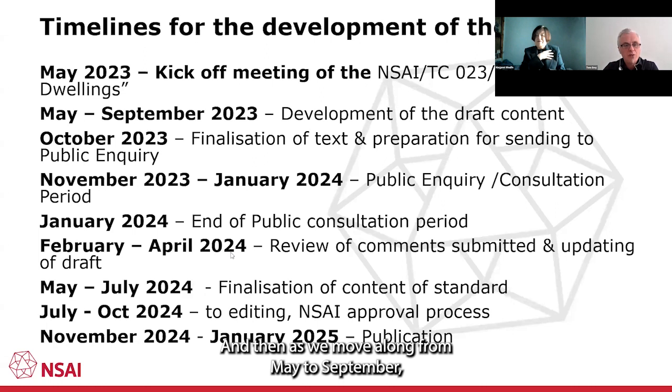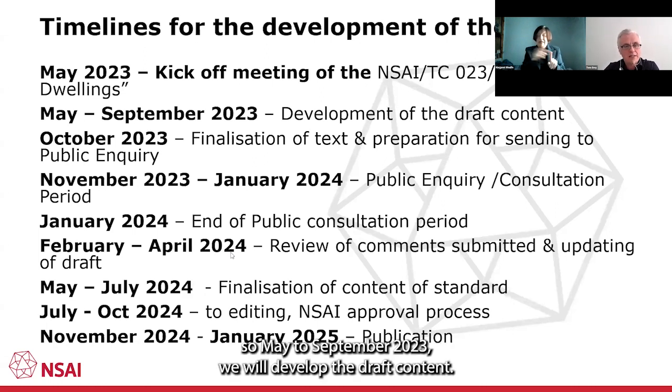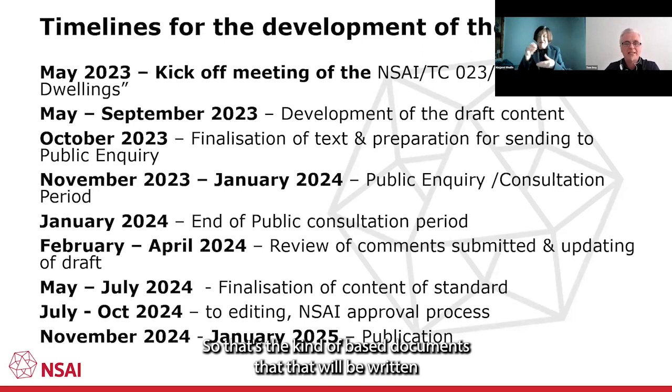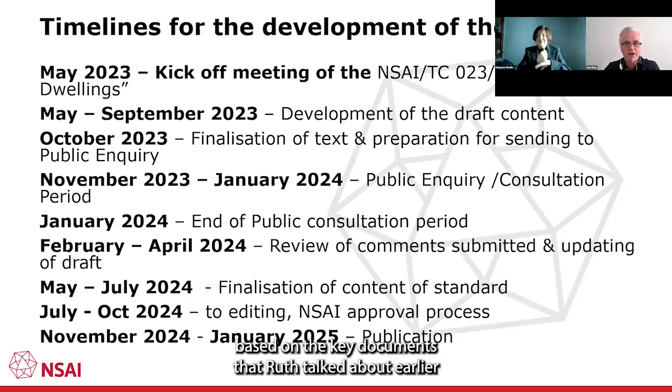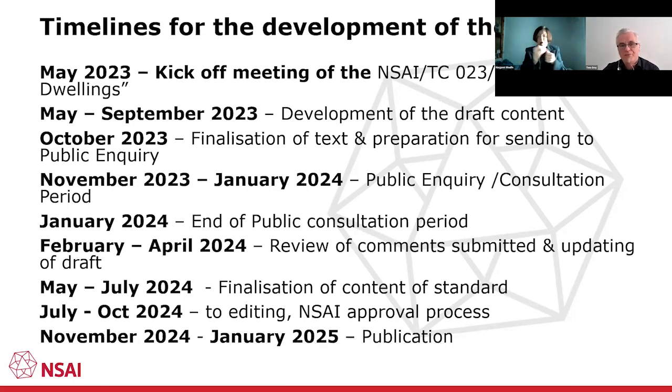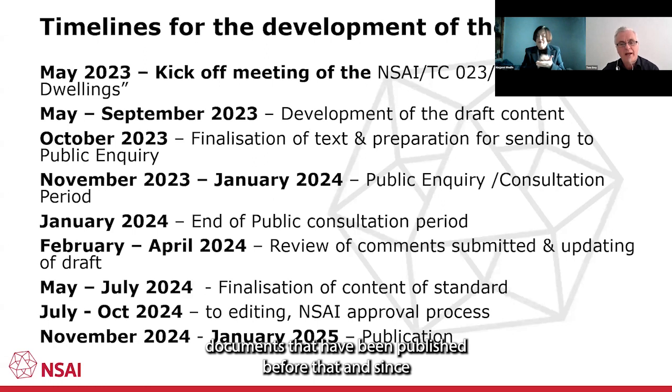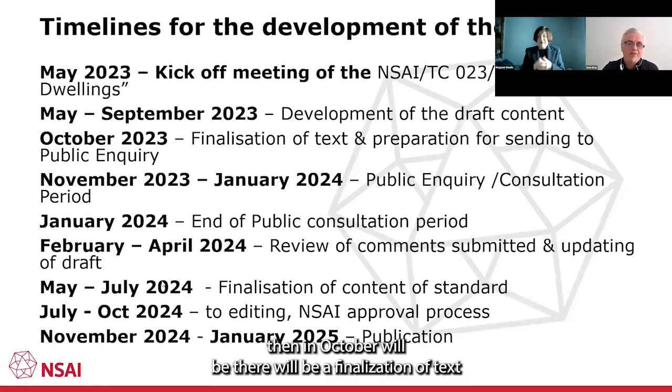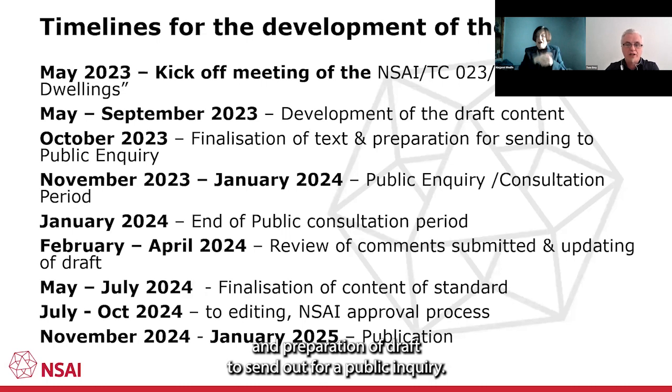Then as we move along from May to September 2023, we will develop the draft content. That's the base document that will be written based on the key documents that Ruth talked about earlier on, using the Universal Design Homes guidelines as a starting point, but drawing in all of the other very important documents that have been published before that and since. Then in October there will be a finalization of text and preparation of the draft to send out for public inquiry.